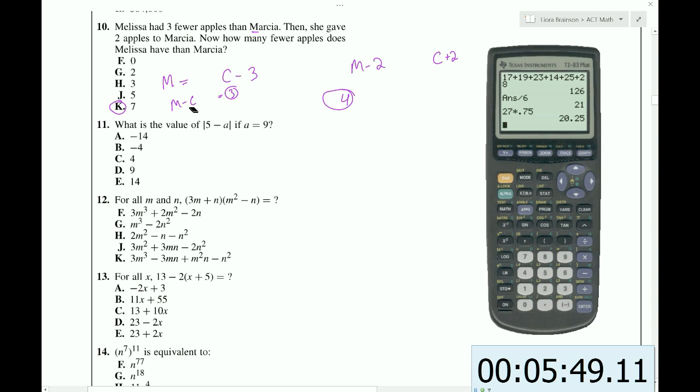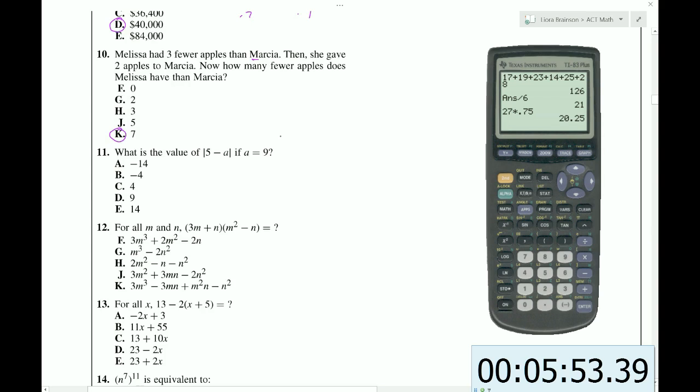And if that was hard to keep track of, you can also do it with numbers. So you can say that, let's say, well, if Melissa had 3 fewer, maybe she had 7 and maybe she had 10, right? And now Melissa lost 2, so now she has 5, and Marcia gained 2, now she has 12, so you could see that their difference would be 7.